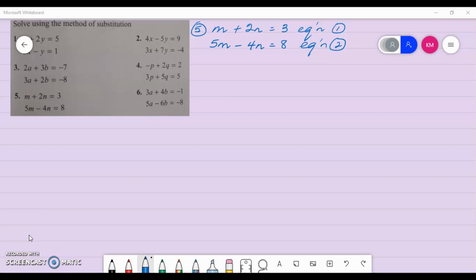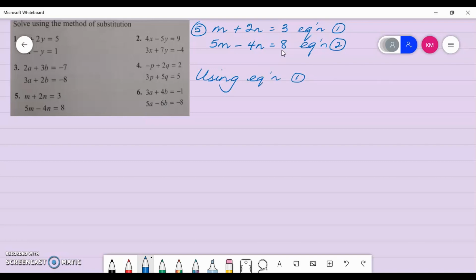So number 5, I have m plus 2n equals to 3. 5m take away 4n equals 8. My first step, I label my equations, equation 1, equation 2. My second step, I take one of my equations and I make either m or n the subject of my equation. So I'm going to use equation 1.